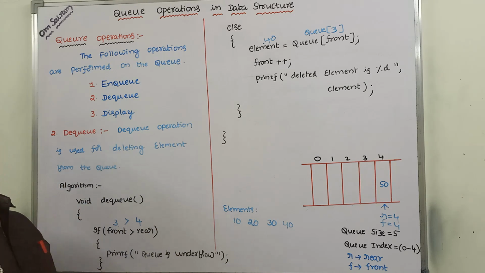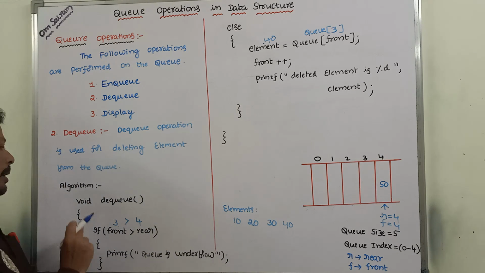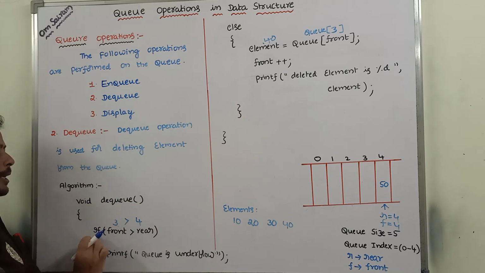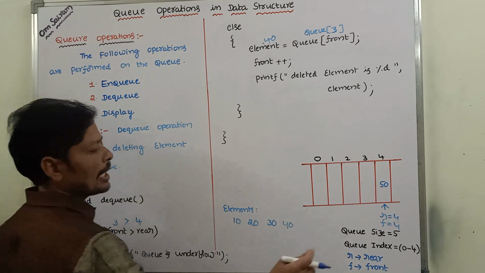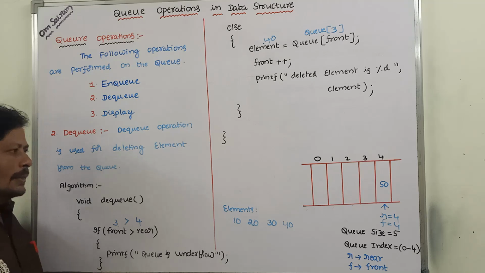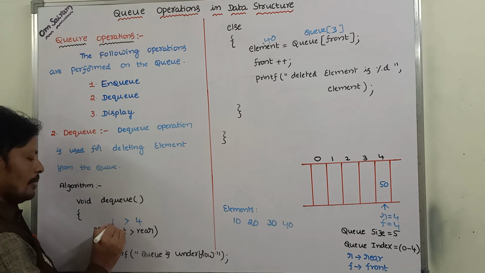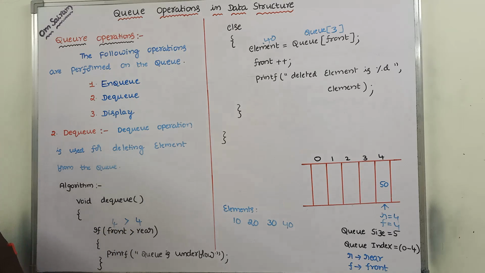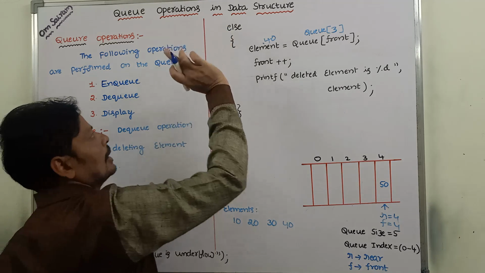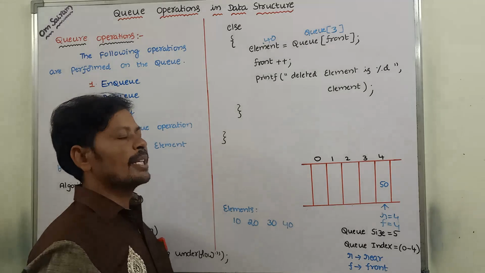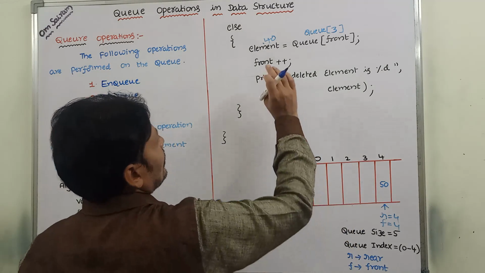Again, we have to perform Dequeue operation. Void Dequeue, brace begin. If front greater than rear. What is front value now? 4. 4 greater than 4? That is false. Now the condition at the if block is false, then the control goes to the else block.